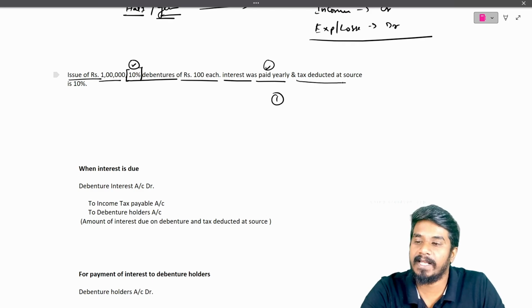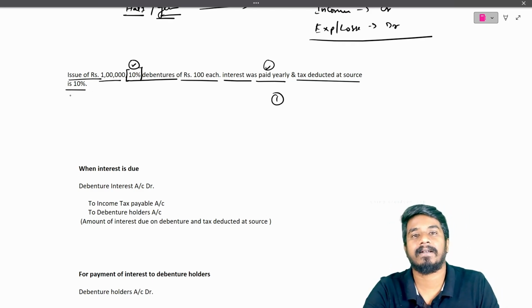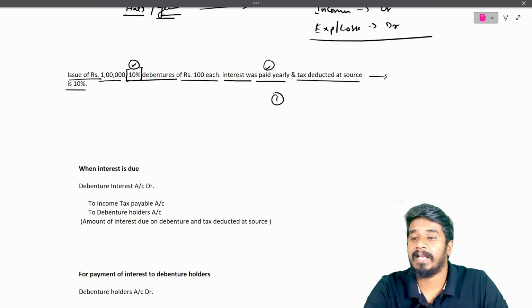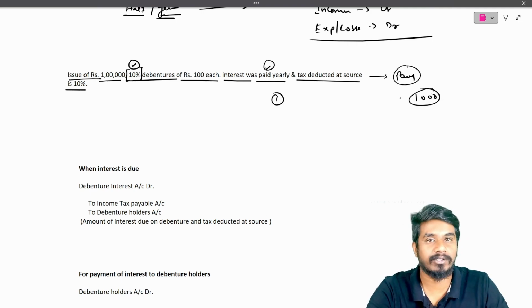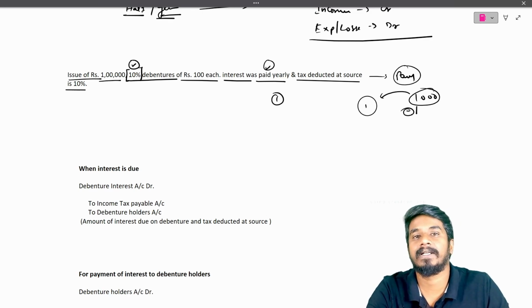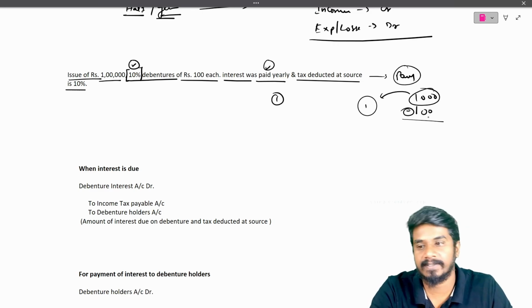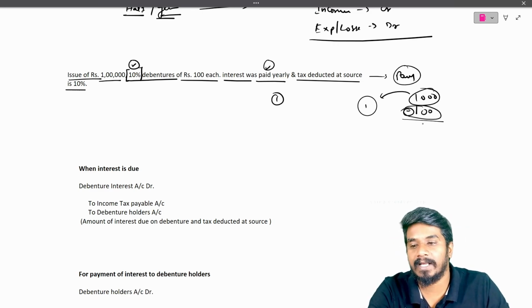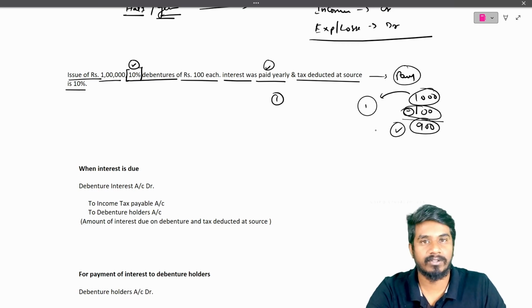And tax deducted at source is 10%. So the company is deducting tax, which means at the time of payment of interest, let us say 1,000 rupees interest needs to be paid to the debenture holders. But we need to pay tax to the government, obviously, right? So the company will deduct the tax and pay the remaining. Let us say 100 rupees is the tax. The company will deduct it, and the remaining 900 will be paid to the debenture holders. This is what tax deducted at source is.